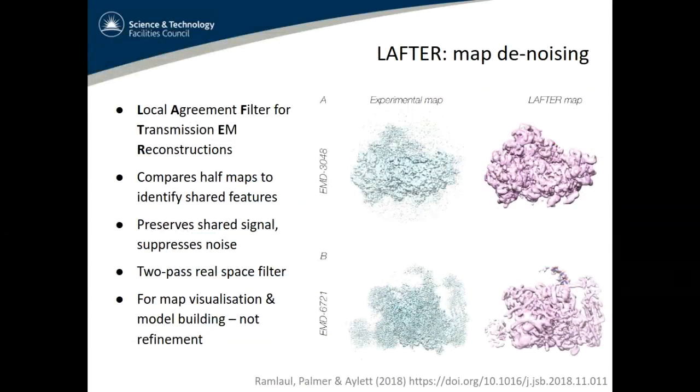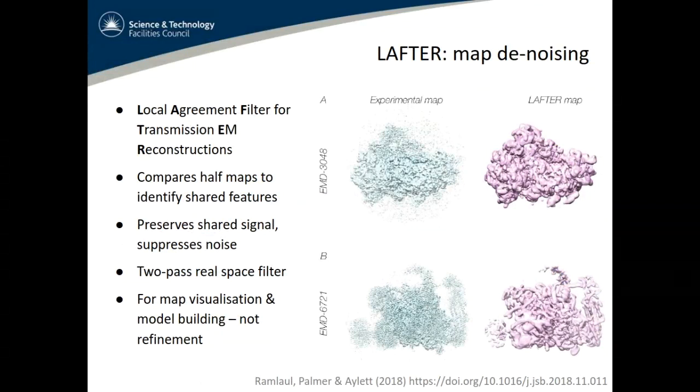Moving on to the next couple of tools which are coming. LAFTER is the first one I'll talk about. This is actually available now in the latest nightly on the CCP-EM website, which Jason said he was going to make available through SBGrid very soon as well. So if you now get access to CCP-EM, you will have access to this soon. This is a map denoising filter.